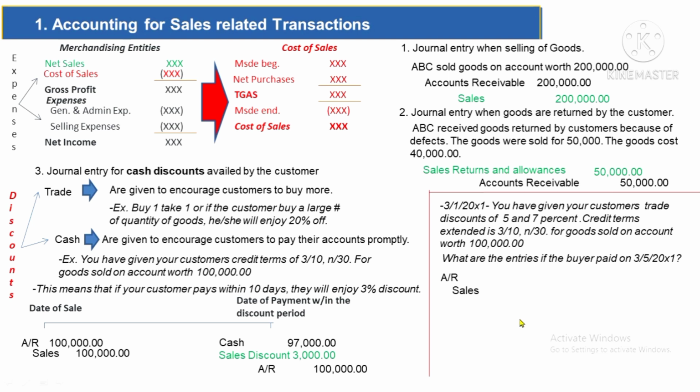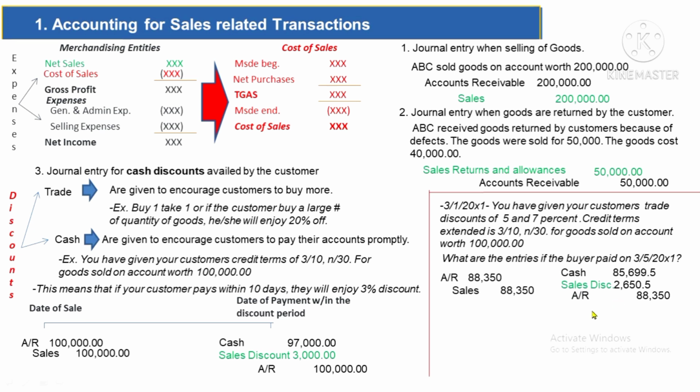And then we deduct the second trade discount of 7%. The 7% will be based on the 95,000, not on the 100,000 list price. So the amount here will be the 95,000 minus the 7%. So if you wanted to be fast, you have 95,000 times 0.93, which will equal 88,350. At the date of the collection within the discount period, the AR will be credited at 88,350, but the cash will be debited only at 85,699.5, which is already net of 3%. The 3% was computed based on the 88,350, not on the 100,000 and not on the 95,000. The balancing figure in the debit is the sales discount of 2,650.5.